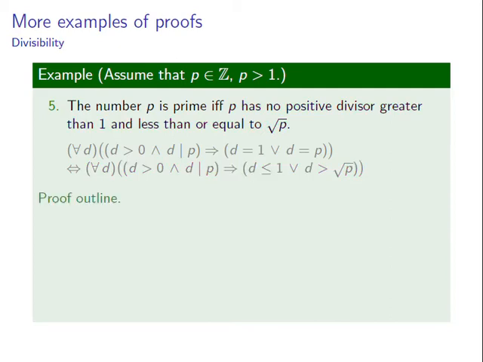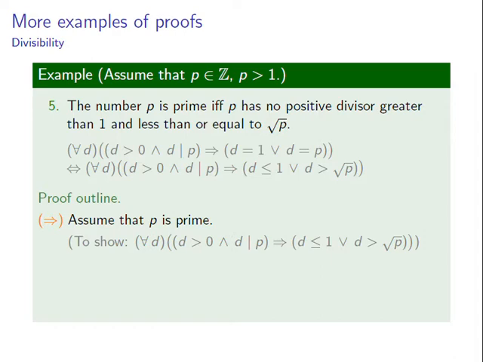We will give a two-part proof of this claim. We first prove the forward implication. We begin by assuming that p is prime. We need to show that any positive divisor of p is either equal to 1 or greater than the square root of p. To prove this, let d be an integer. We need to show that if d is a positive divisor of p, then either d is less than or equal to 1 or d is greater than the square root of p.